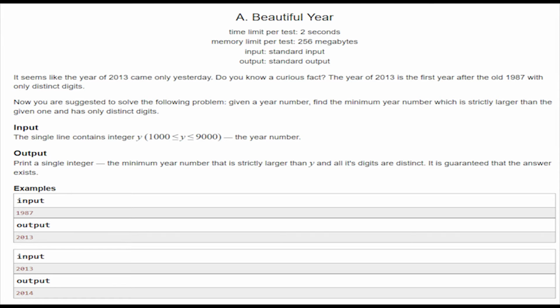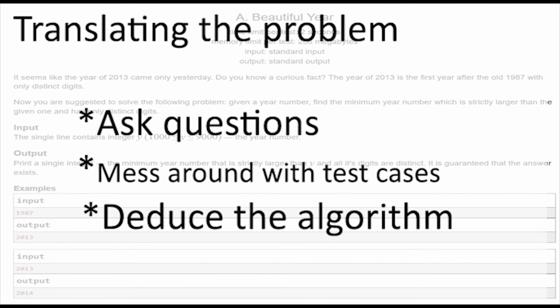Now, let's go ahead and go to the second step, which is the translation. Let's start asking questions and perhaps even use one of the test cases that they give us to try and reason out how a machine would go about solving this problem. Now, in this specific problem, we don't need to use the test case.